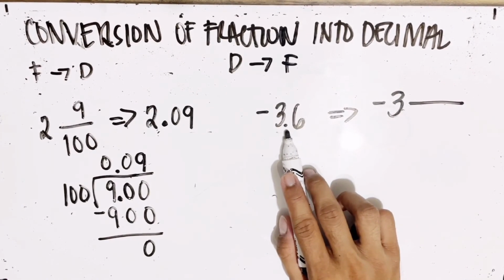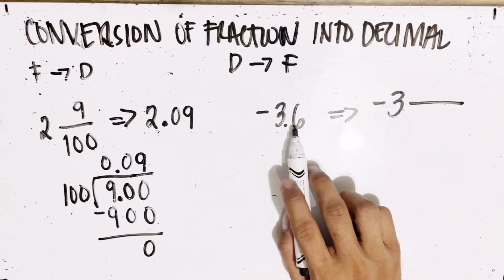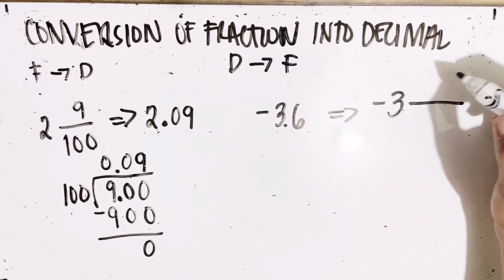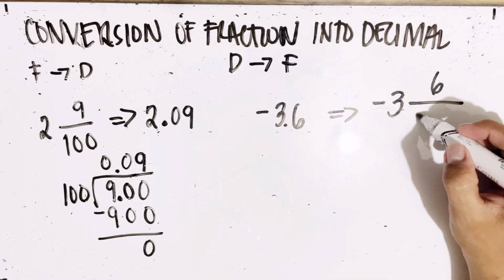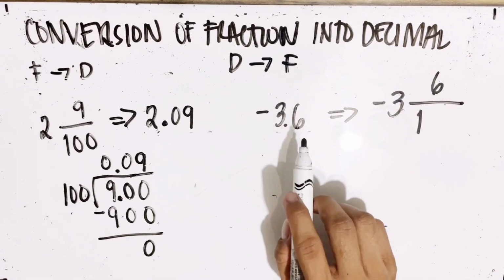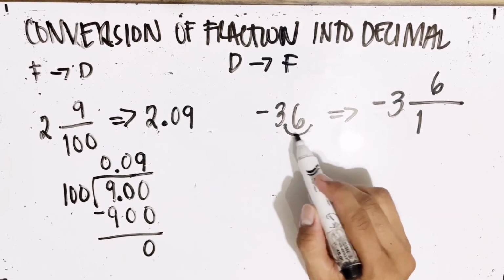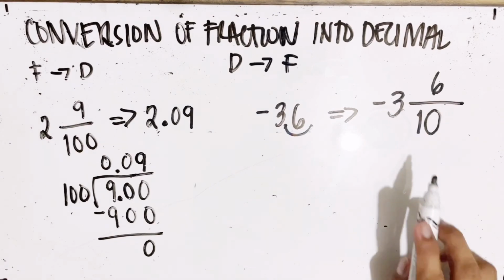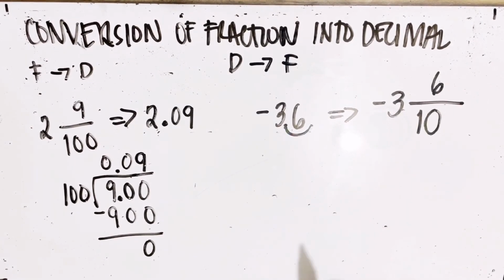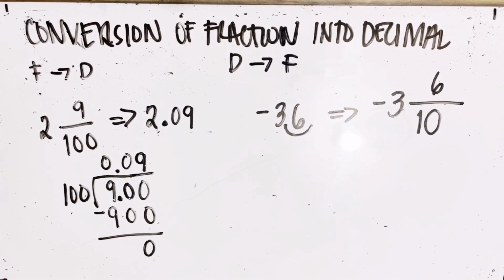which is from 0.6. So 0.6, the number here is 6. So we will write that one in the numerator. Next, in the denominator, write 1. And then start jumping to the right. So we have only one jump. So the denominator will have 1, 0. So over 10. The final answer is negative 3 and 6 over 10.